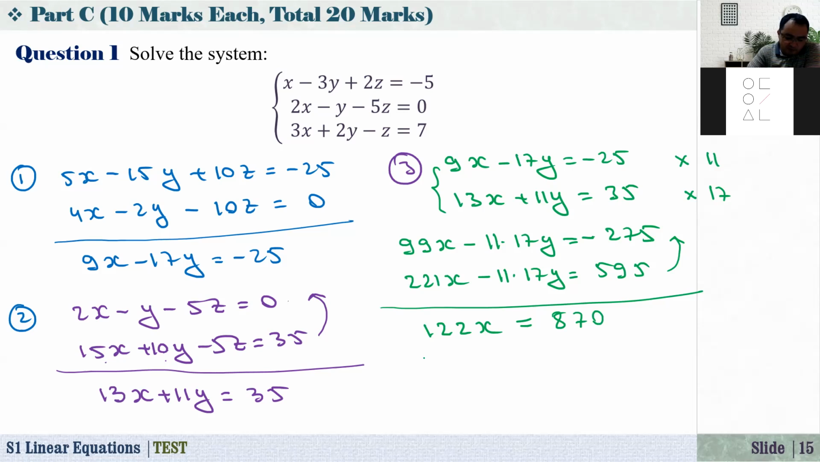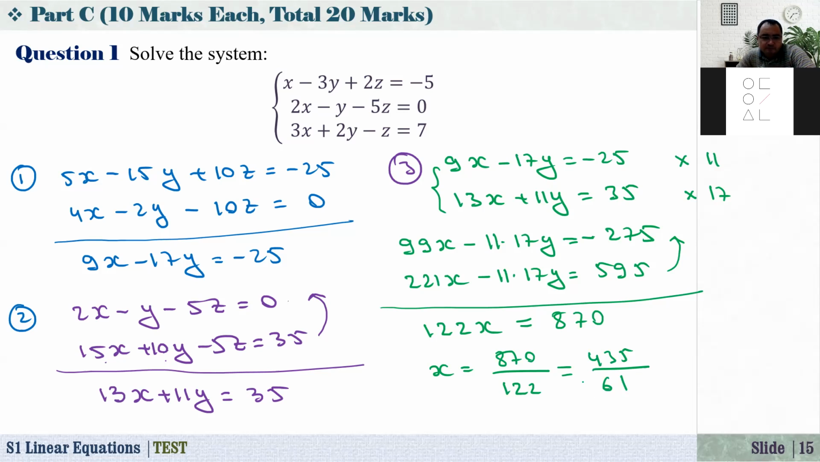And if you divide this by 122, let me check: 122 times 7 is 854, so it is 870 over 122. So from here, what is x? The x is equal to 870 over 122. Or if you simplify this by 2, that is 435 over 61.